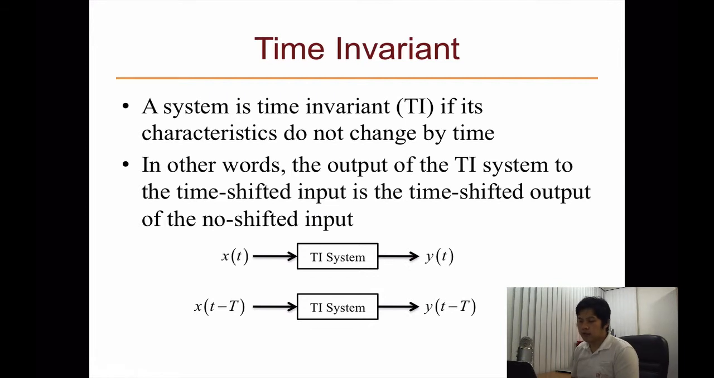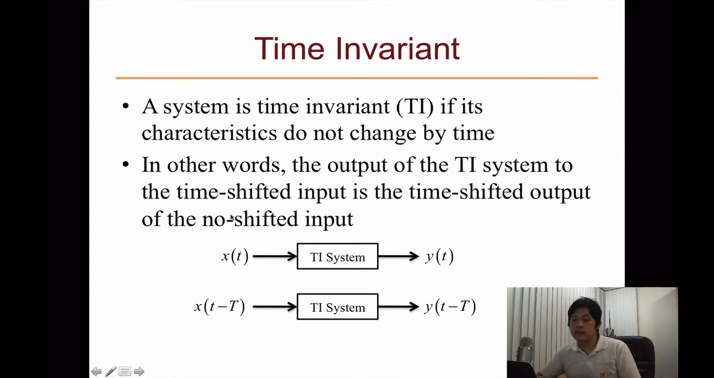Now let's look at the last two important characteristics, time invariance and linearity. The system is time invariant, or we use TI to denote time invariant, if its characteristics do not change by time, meaning that something that you applied yesterday should also be applicable today. When you feed an input to the system yesterday and it produces a certain output, and if you feed the same input to the system today, it should produce the same output.